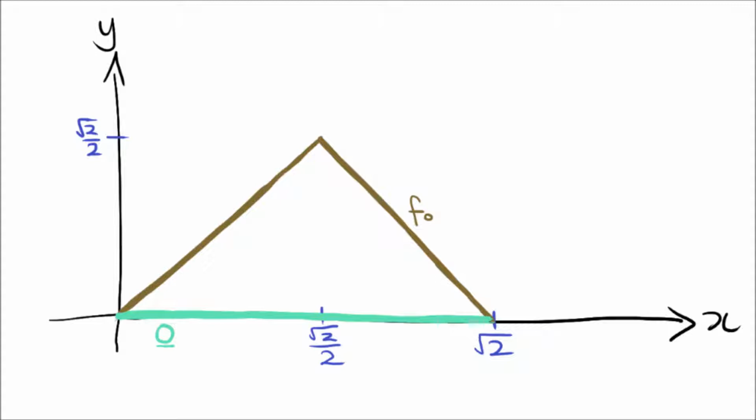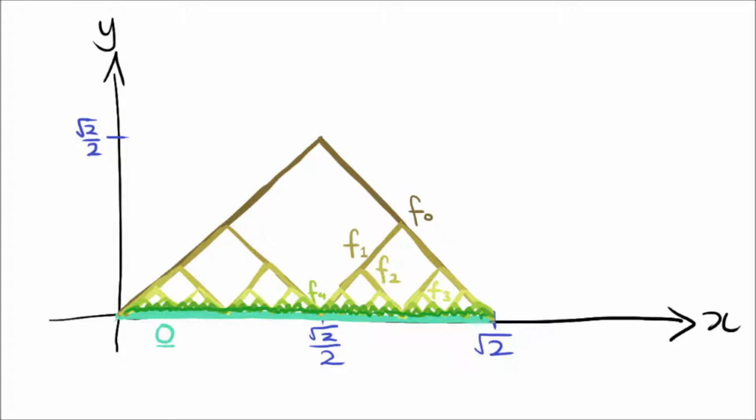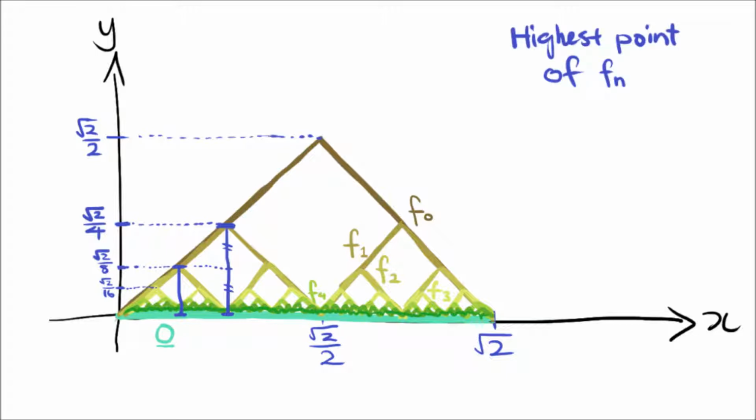Now we add another function, f1, which is just f0 folded down to the x-axis, and f2, which is just f1 folded down to the x-axis, and so forth. Notice that for each function fn, the highest point is twice as high as the highest point of the next function, fn plus 1. Root 2 on 2, root 2 on 4, root 2 on 8, etc. In fact, the highest point for each fn is this thing here.